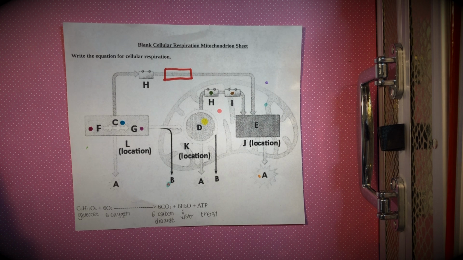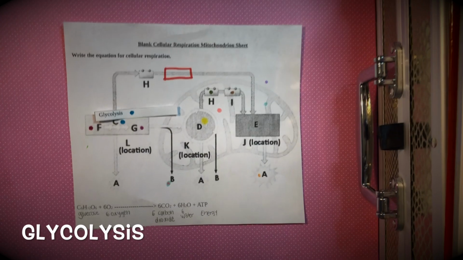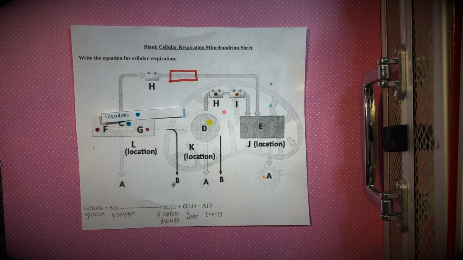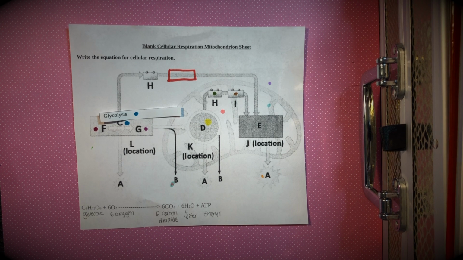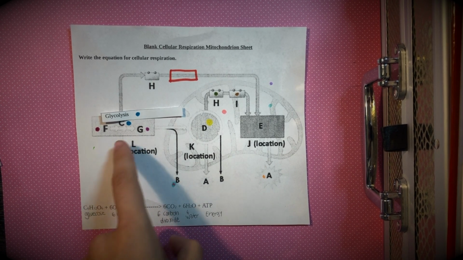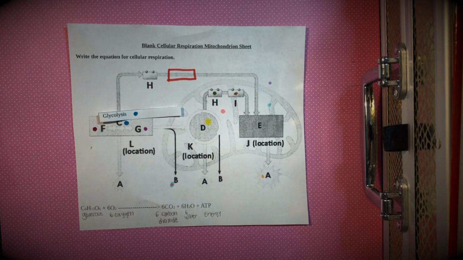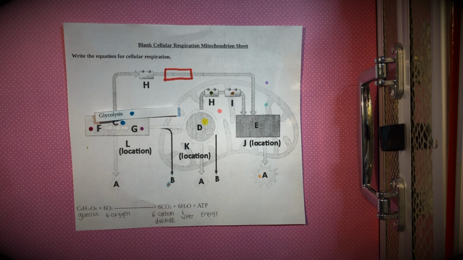Glycolysis is the process that begins cellular respiration. It takes place outside of the mitochondria. It breaks down glucose in the cytoplasm, creating 2 pyruvates able to enter the mitochondria. Glycolysis requires the use of enzymes and ATP as an energy source to help cut glucose in half. Glycolysis takes place because glucose is too big to be able to enter the mitochondria.